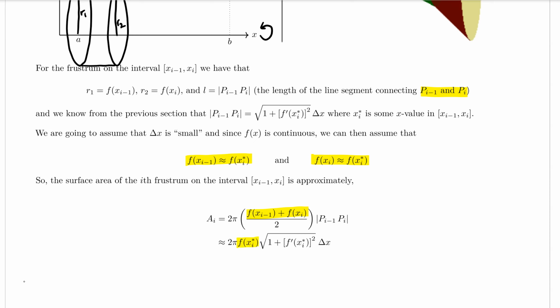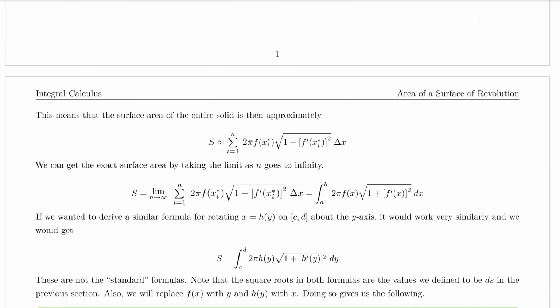And then we can replace this with basically the formula that we saw in the previous section on arc length. This means that the surface area of the entire solid is approximately equal to the sum of the expression that we just saw from i equals 1 to n. We can get the exact surface area by taking the limit as n goes to infinity, and when that happens, it changes into a definite integral.